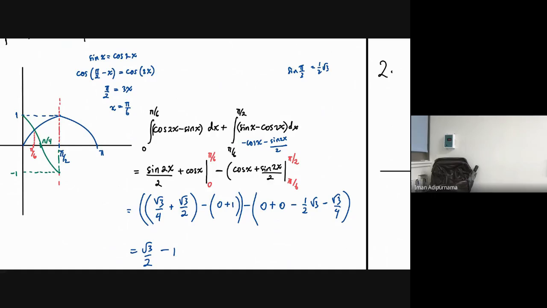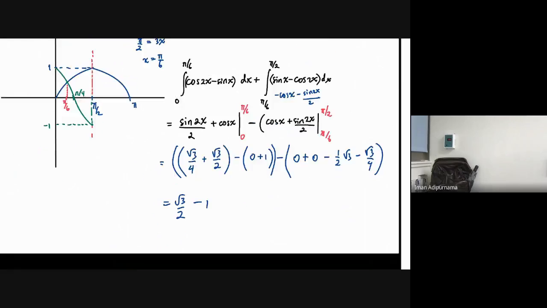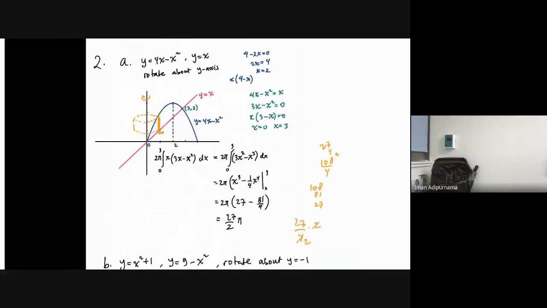It should be square root of 3 over 2 minus 1. Don't worry, up until here you still get almost full points, because it's sometimes difficult to avoid the mistake. So this is the answer. That's number 1. Okay, number 2.